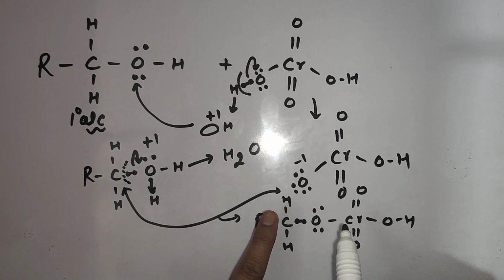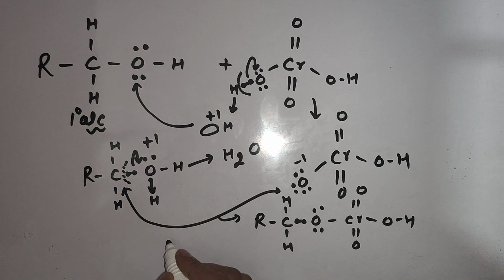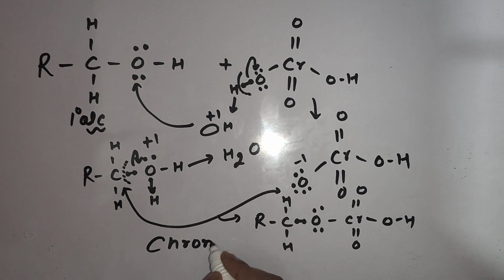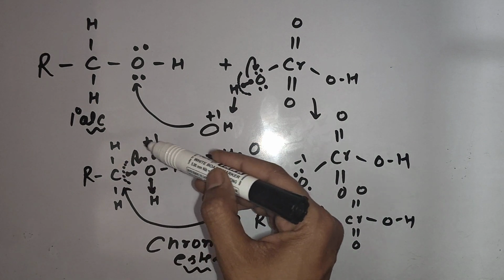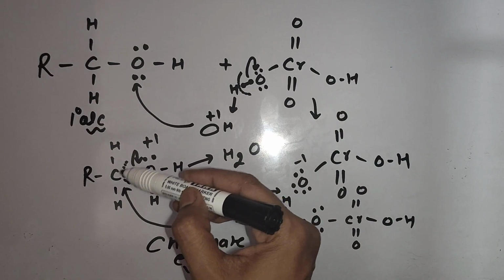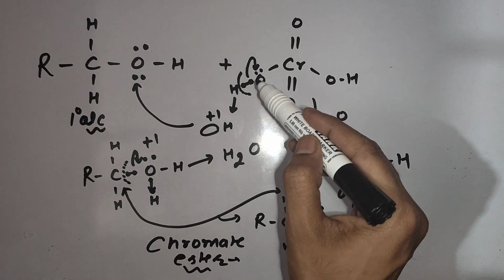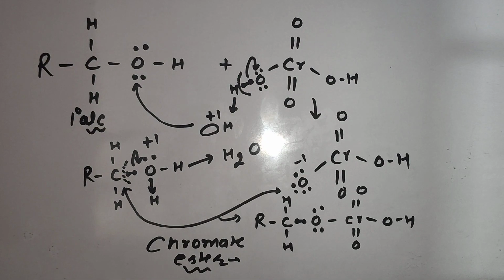Now this intermediate which is generated over here is known as chromate ester. Chromate ester. Check carefully. That's it. This is the role of chromic acid here. Chromic acid is going to deliver H positive, which will release water molecules from alcohol, due to which the carbon of alcohol will become positively charged, a carbocation. A vacant orbital will generate, which will be satisfied by the negative charge of the oxygen of the chromic acid, due to which chromate ester will generate.